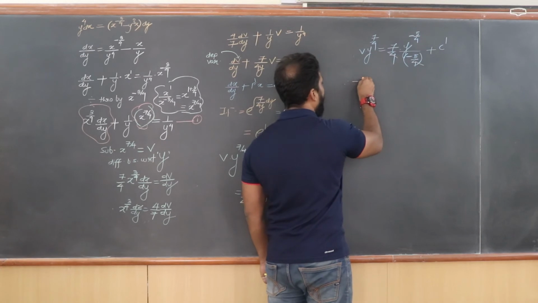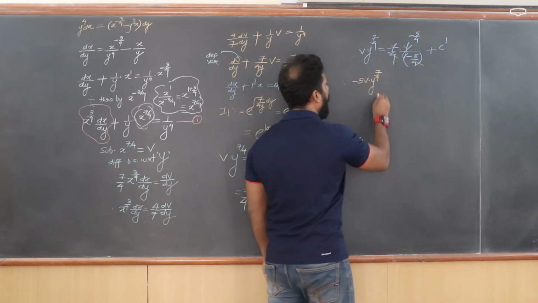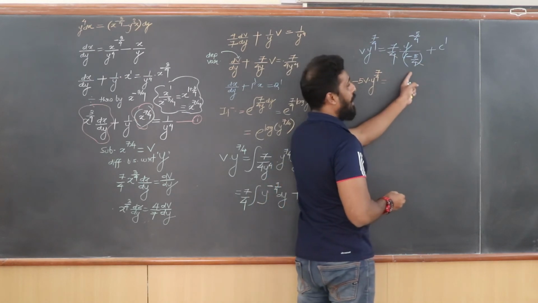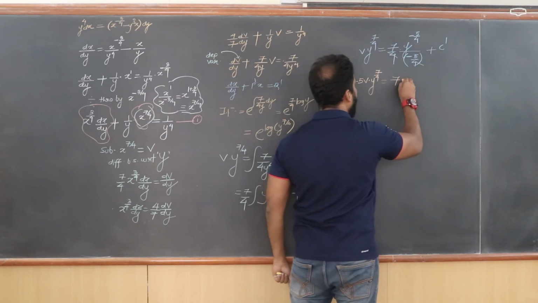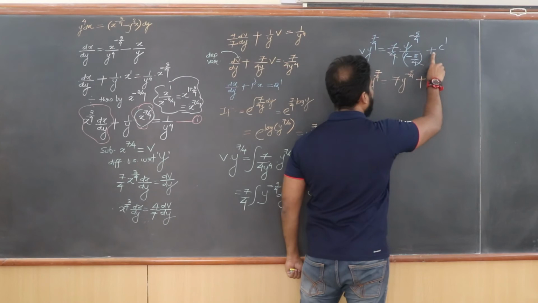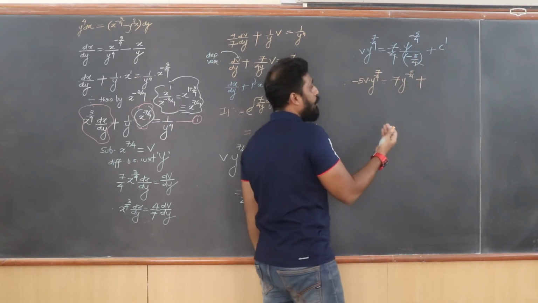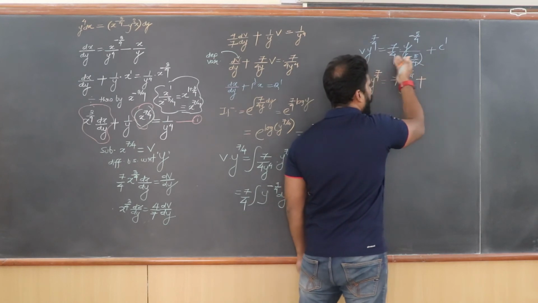So I get minus 5v y raised to 7 by 4 is equal to, 4 and 4 have cancelled, minus 5 has gone on the left hand side. We are left with 7 y raised to minus of 5 by 4 plus c dash. Now see, you are multiplying throughout by minus 5.